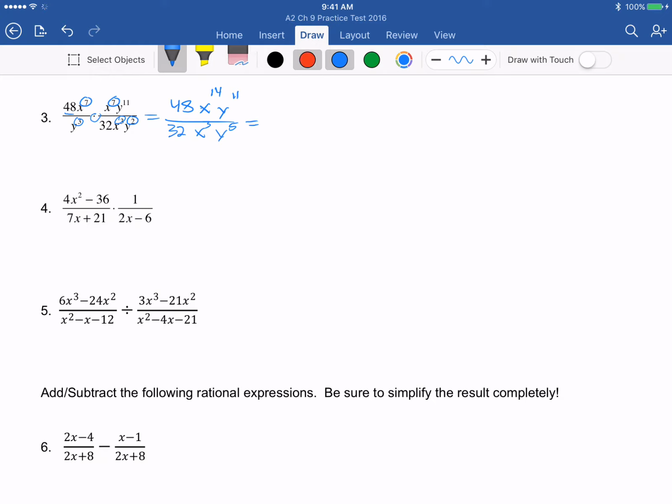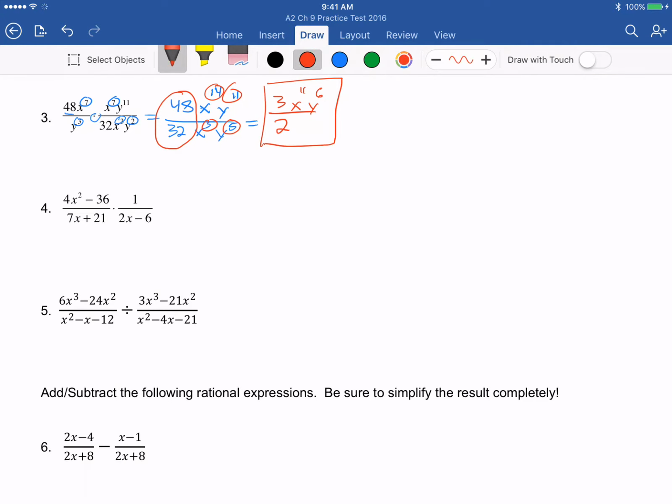So now, going through and simplifying this guy, look here, I can simplify 48 over 32. I know that 16 goes into both those, so I can simplify that to 3 over 2. And then if I look, I have 14 x's on the top, 3 on the bottom, so I'm left with x to the 11th on the top. And my y's cancel out, leaving me with y to the 6th on the top. So that is my final answer there.